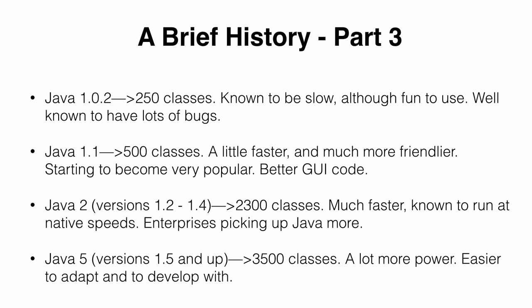Let's go back. So these are the versions of Java that we're currently working with. I believe 1.7 right now is known as Java 7, and we're going to be passing that in the future. It really depends when you're watching this video what version we're on, but nevertheless, Java 1.02 had around 250 classes, so it was known to be slow. Although it was fun to use, something new in the programming circle that we're all in. 1.1, 500 classes, a little faster, much friendlier. Starting to become very popular.